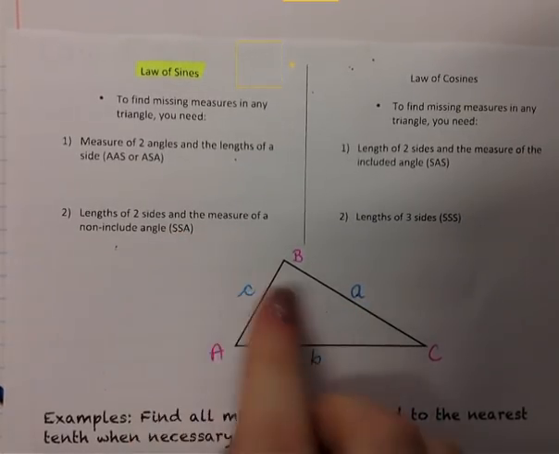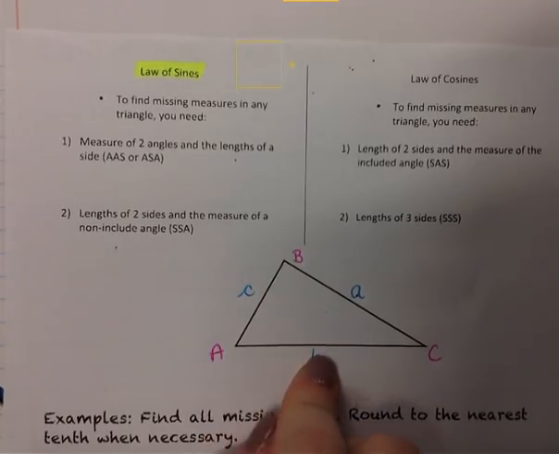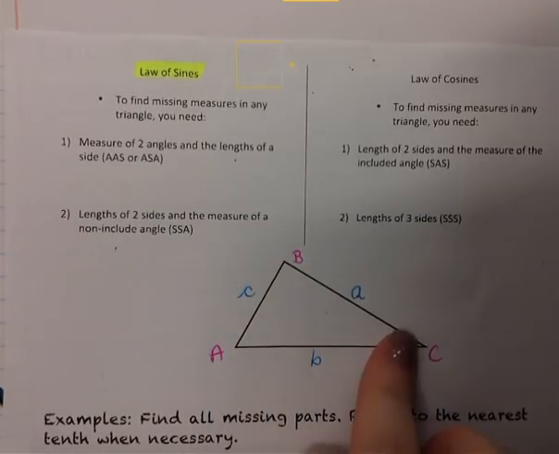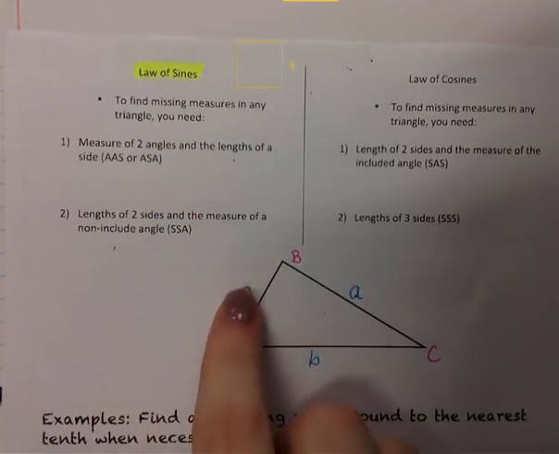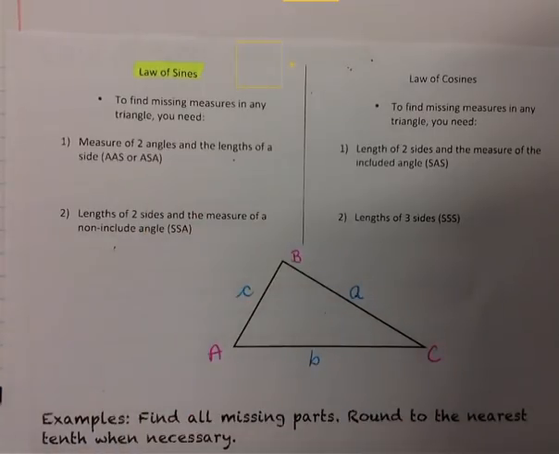Also, if I have two sides, let's say side c and side b, and I have an angle, which is non-included, so I would have side, side, angle. The reason we use law of sines is because we have a side and its opposite angle. If we have a side and its opposite angle, we can use law of sines.